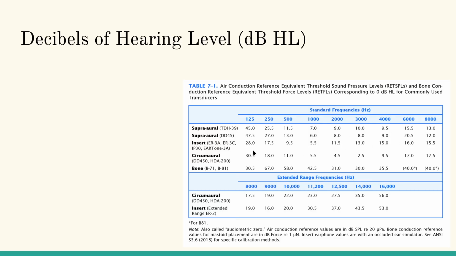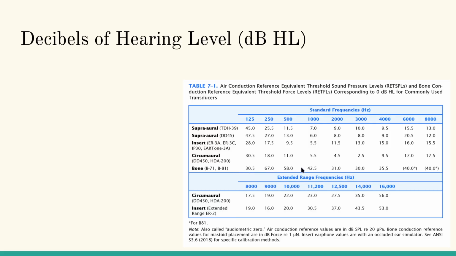They're close, but they're not identical. And then you can see that insert earphones have really the same RETSPL value. The insert earphone models available are all duplicates of one another, so they have the same RETSPL values regardless. Circumaural headphones are the same way. The two main models available have the same RETSPL values. And for bone conduction transducers, the two available have the same RETFL values.